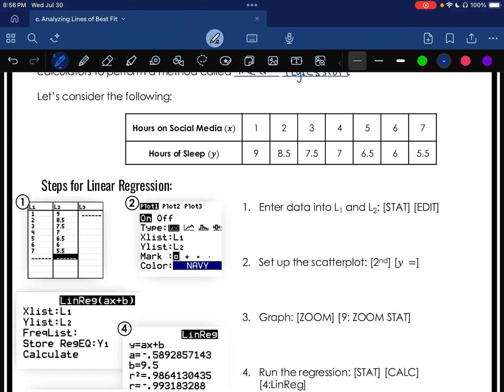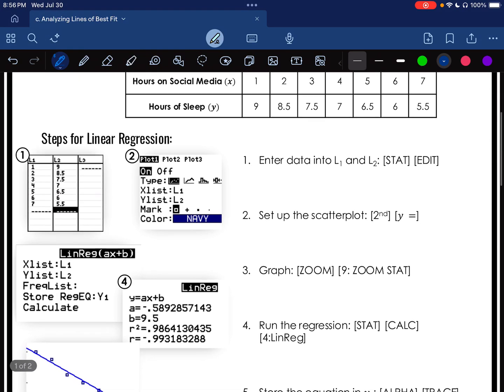Now I'm going to talk about how to do this on a TI-84 or similar calculator, but then I'm going to show you how to do it on Desmos as well. The TI calculator is what a lot of people in my region use. But I know it's expensive, and a lot of people are moving towards Desmos, and it's free, so that's what I'm going to show you here.